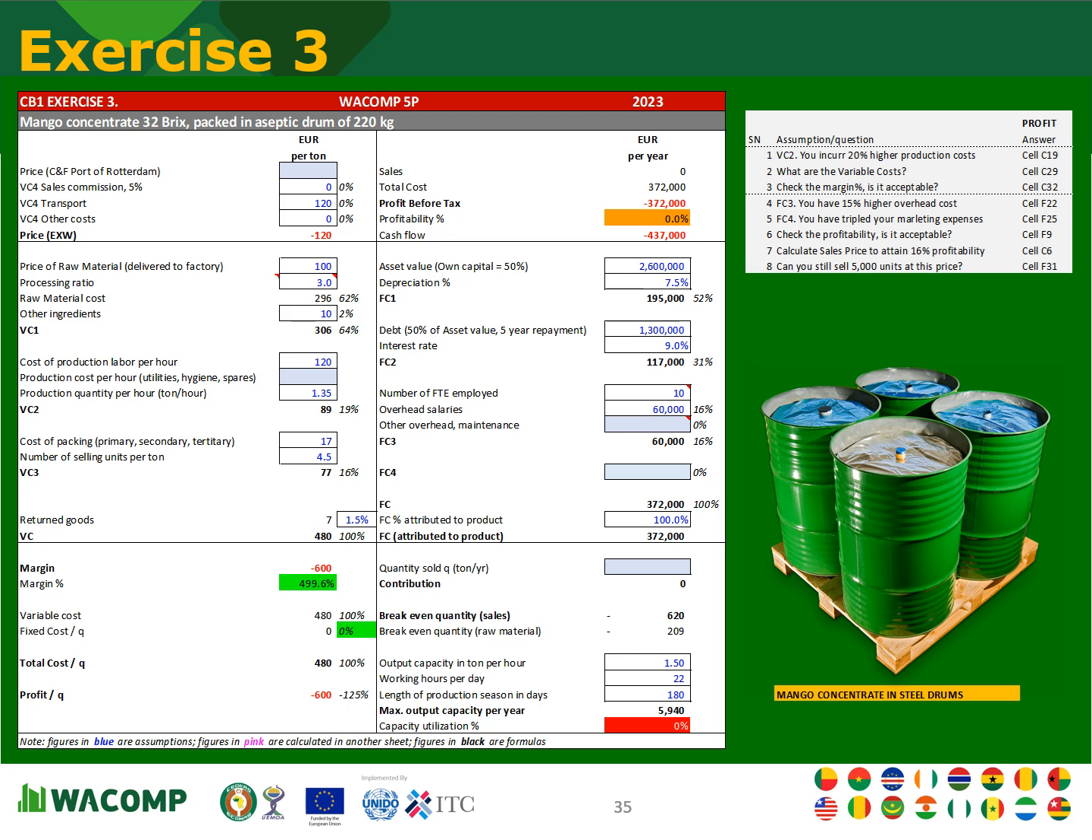We've come to exercise 3. And this is what you will see when you open the sheet CB1 exercise 3. There are 8 assumptions and questions on the right hand side. You're requested to fill in the assumptions in the blue cells and answer the questions, especially number 7, number 8. Pause this recording again for about 5-7 minutes and then continue.